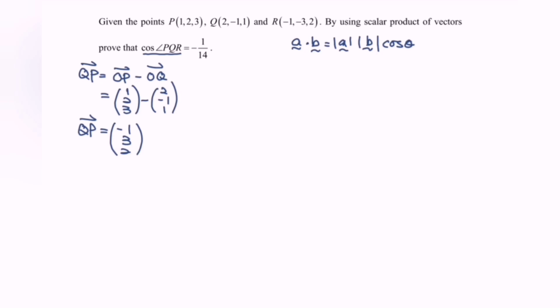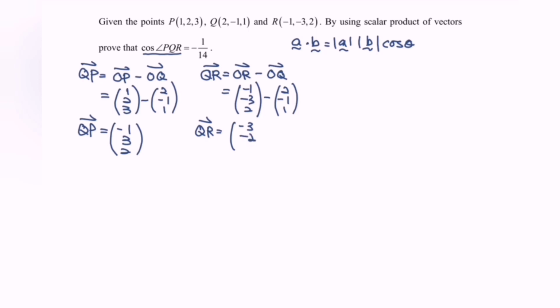Next, focus on the second part where we have QR. So QR is OR minus OQ. The OR is (-1, -3, 2) minus the OQ where we have (2, -1, 1). So the vector for QR is equal to (-3, -2, 1).